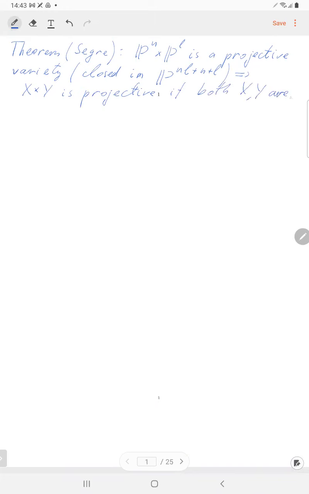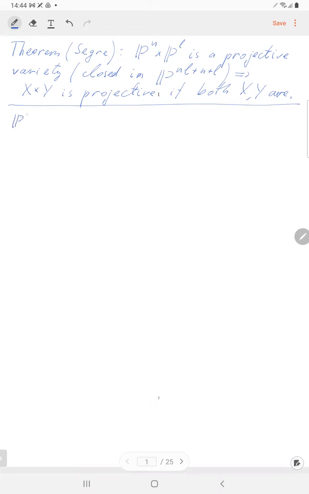Okay, because you remember that the product of two closed subvarieties is a closed subvariety in the product. Okay, so let's prove this Segre theorem. In fact, this is called the Segre embedding of the product of projective spaces into some big ambient projective space.